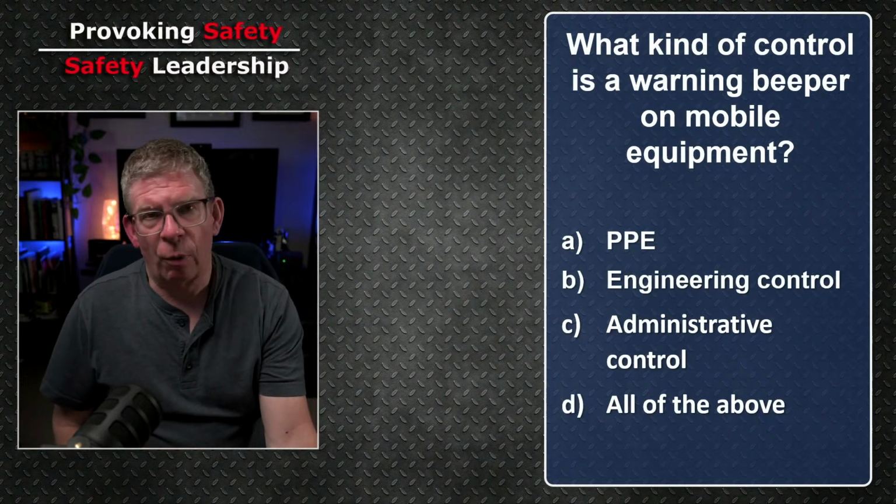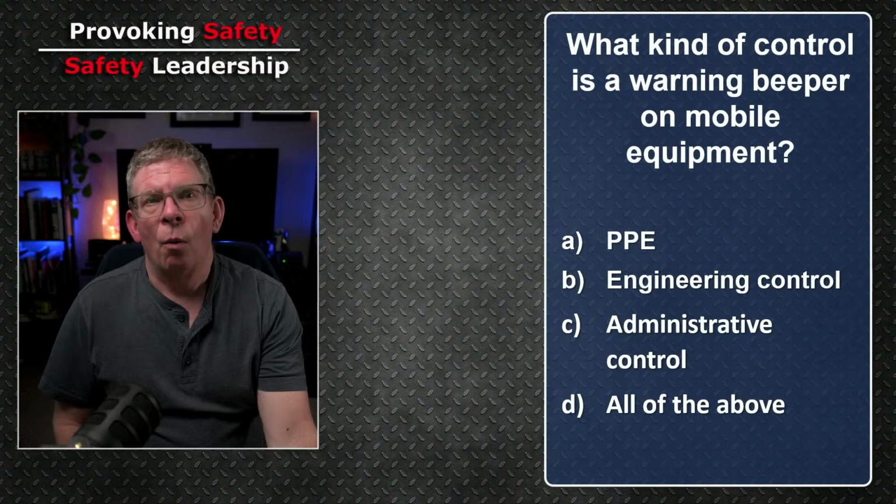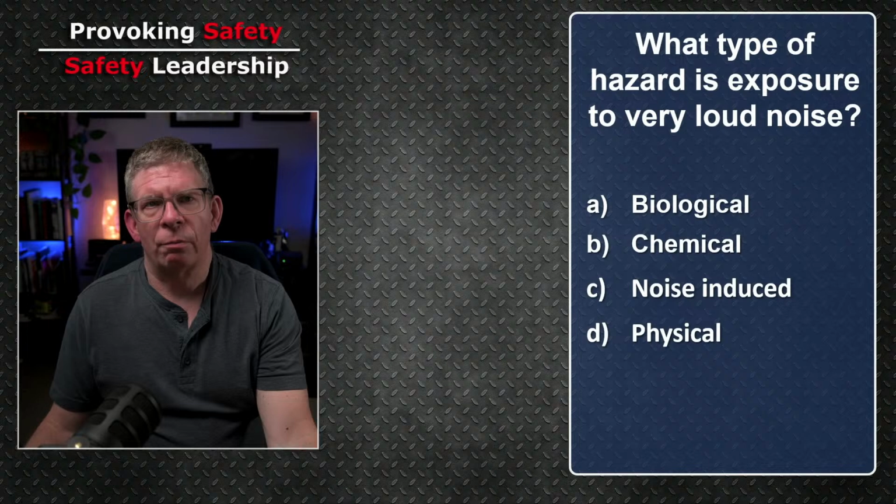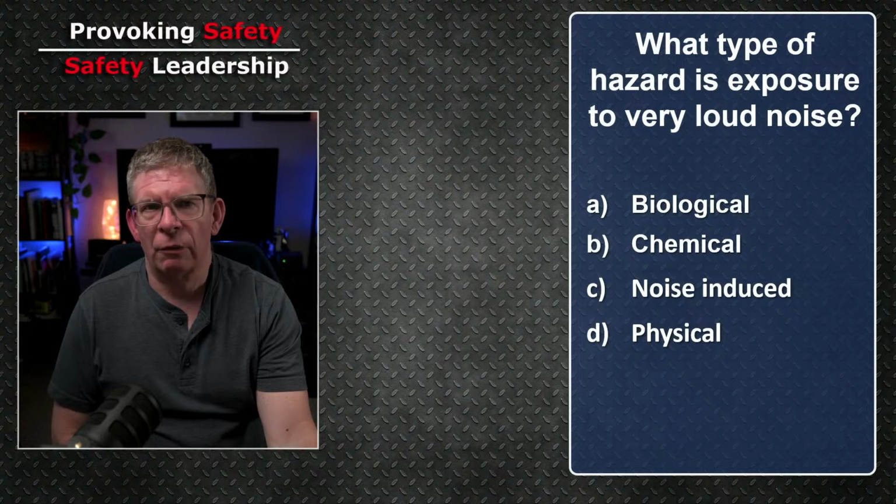Okay, next question. I don't know how I ended up with that twice. But anyway, what type of hazard is exposure to very loud noise? Is it A, biological, B, chemical, C, a noise-induced hazard, or D, physical?